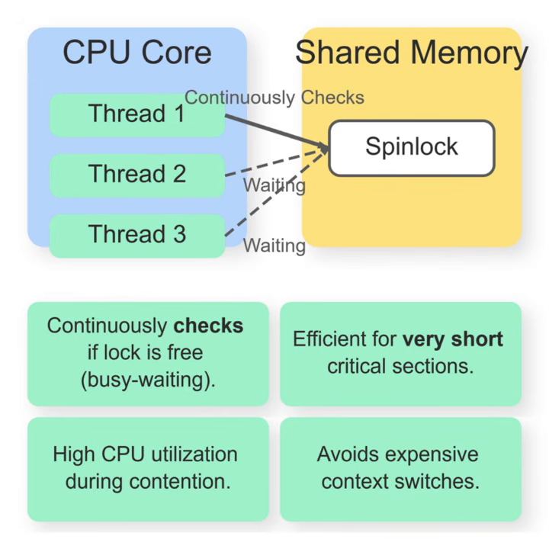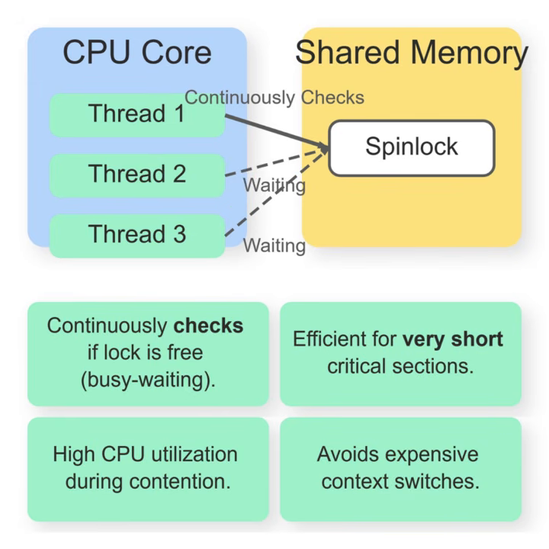Now, let's introduce spinlocks. A spinlock is a basic synchronization primitive where a thread attempting to acquire a lock that's already held simply waits in a loop, continuously checking if the lock has become available. This is known as busy waiting.